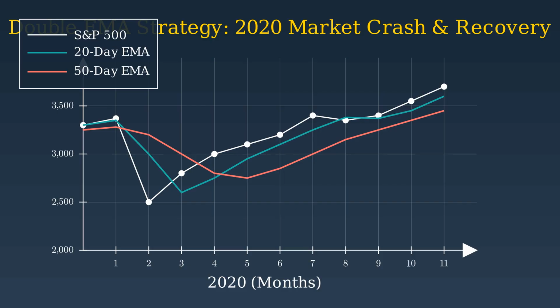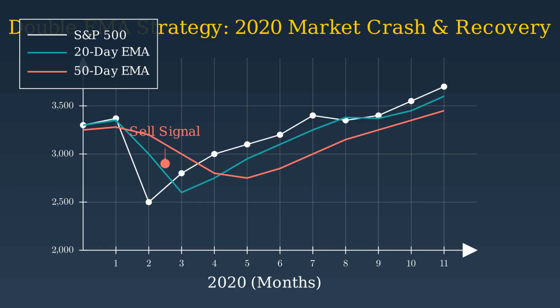As the market began to crash in late February and March, the double EMA strategy generated a sell signal when the short EMA crossed below the long EMA. This bearish crossover would have prompted traders to exit positions or enter short positions, potentially preserving significant capital during the 25% market decline.